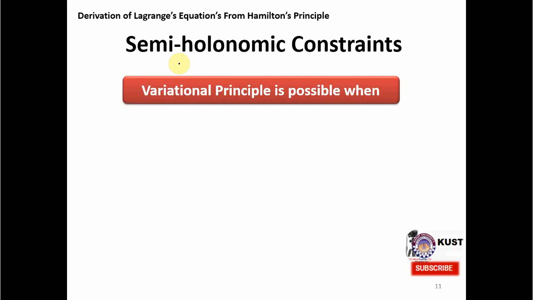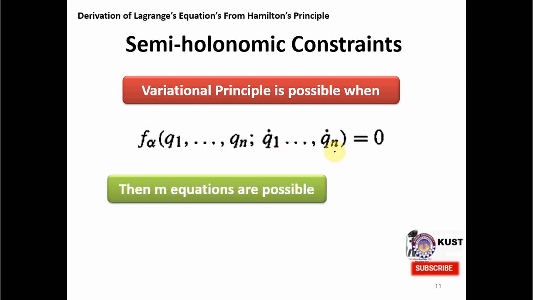We cannot generally give a procedure where we can treat all kinds of constraints, but certain types of constraints are certainly treatable with the help of the Lagrange multiplier method. That I will explain in a moment. Okay, so the variational principle is possible when we can put these functions, depending on alpha, from q1 to qn and q1 dot to qn dot, equal to 0, and then we have m equations, for values of alpha equal to 1 to m. So this is the most general thing.